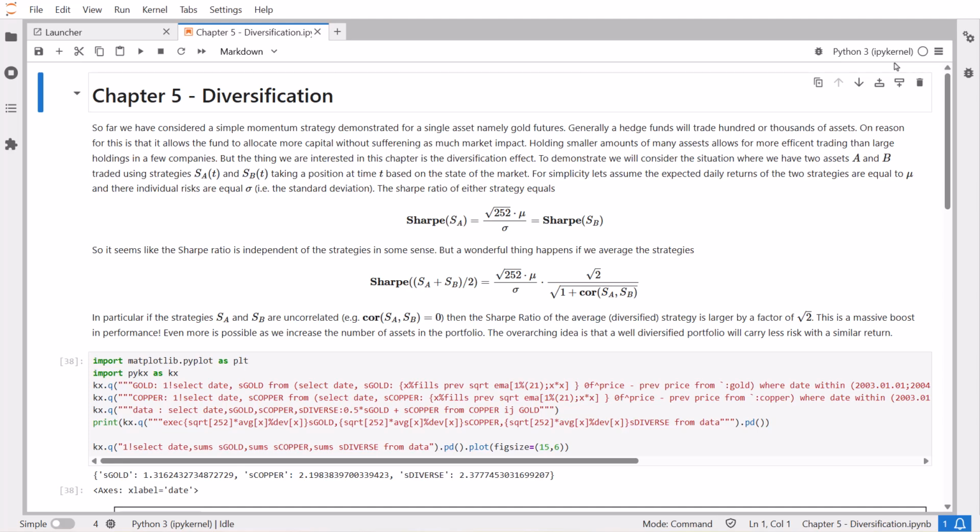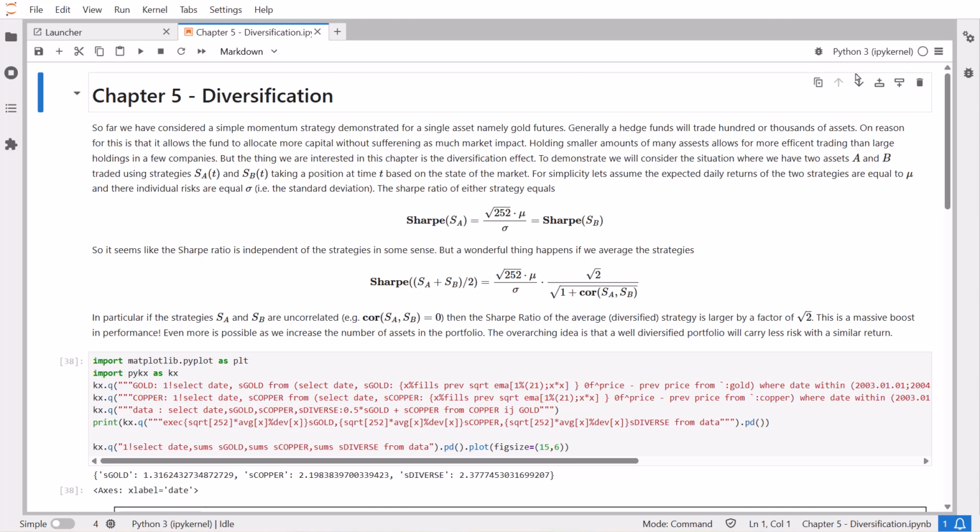But the thing we're interested in this chapter is a thing called the diversification effect. And this really relates to the Sharpe ratio. So to demonstrate this, we'll just start with a simple case where rather than one asset, which is what we've looked at so far, we have two assets, A and B, traded using strategies S of A and S of B. So S of A tells us the position size that we want to take in asset A, and S of B tells us the position size we want to take in asset B, and the associated returns. So we'll consider these as the return series.